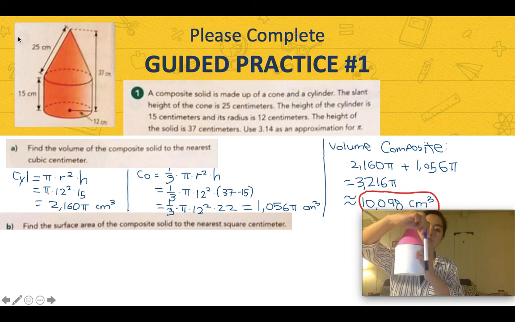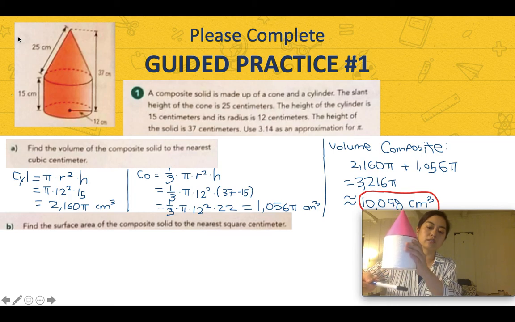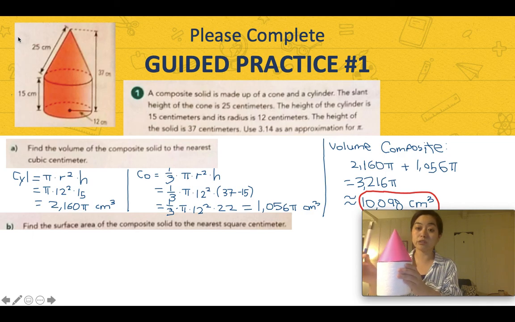And then it's also going to go around the cylinder like this, right? And then it's also going to go around the base here underneath the cylinder. Okay, so that's the surface area. Wherever my marker just went around and touched, that's the surface area of this composite solid, all right?